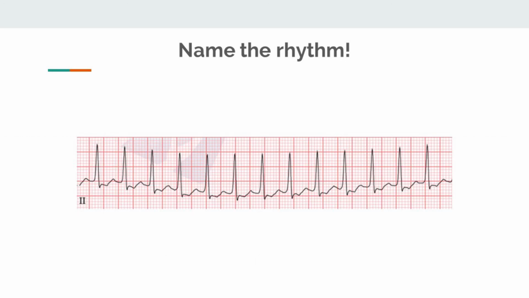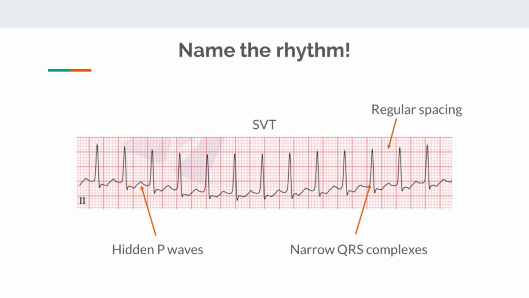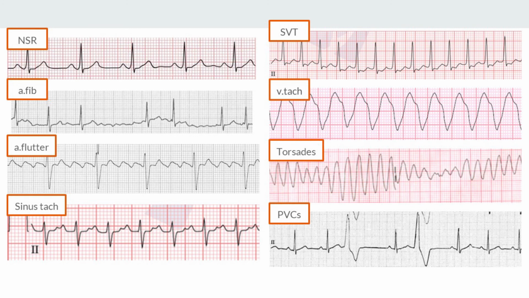And last one. This one is SVT. The P waves are hidden, so all you see are QRS complexes and T waves. The QRS complexes are narrow, and the spacing is regular. And congrats! You passed the surprise EKG rhythm quiz.